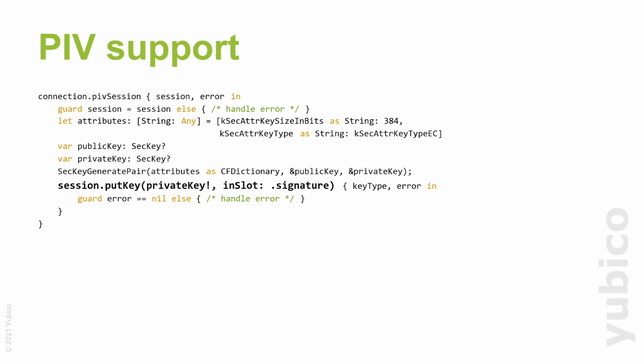So besides the changes to the SDK, we've also implemented support for PIV. So it's pretty much feature parity with the Android SDK. And this sample will show you how to store a private key in the PIV application on your YubiKey. So we're basically just creating a key pair, and then we save the key on the key using put key, and then we also supply the slot that we want to save this key in. So we're really looking forward to see what people could use the PIV support for.